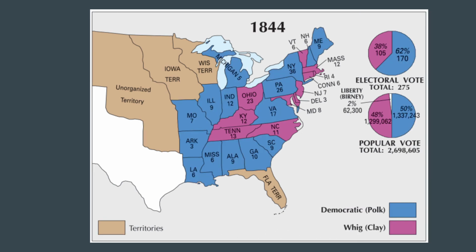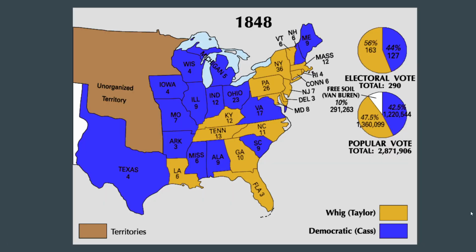We see Henry Clay running as a Whig in 1844. Doesn't quite make it, although we can notice that our electoral college and our popular vote's kind of wacky. But James K. Polk is a super popular war hero guy, so he comes in in 44. We get another election in 48. Still not really a sectional divide.